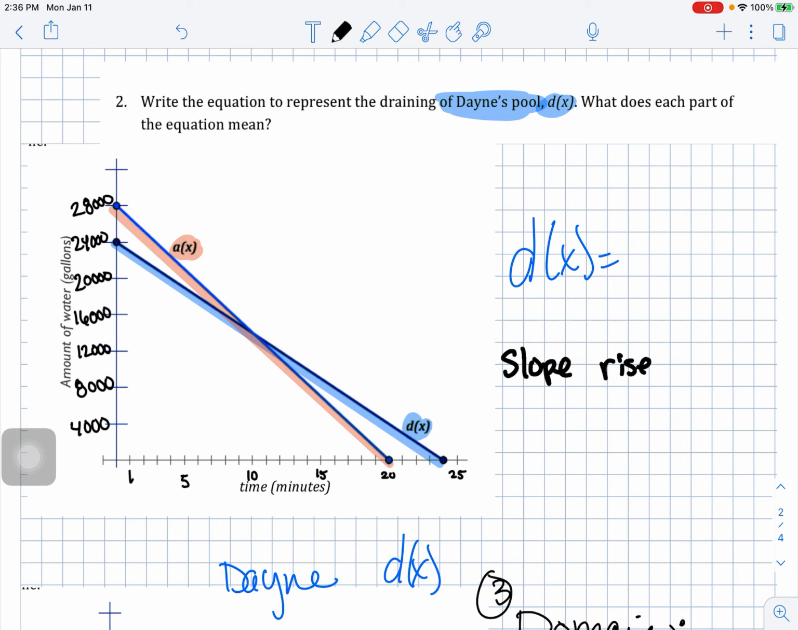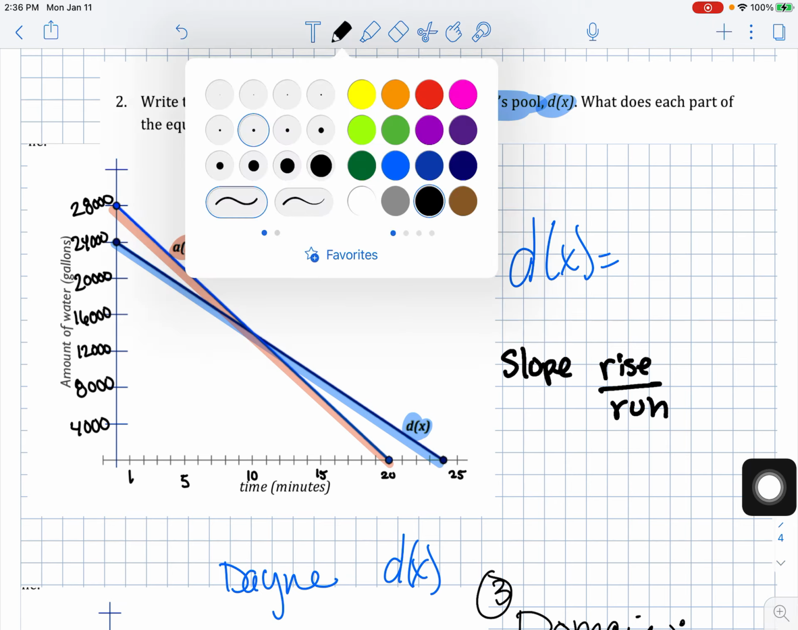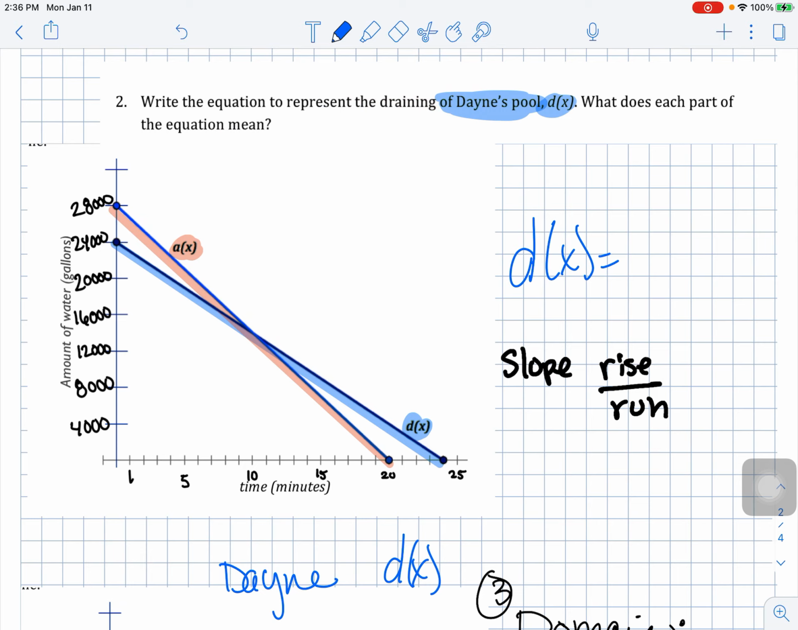it's rise over run. And so for this graph, I'm just going to make one huge gigantic triangle, my rise and my run. So it looks like in this triangle, the height of my rise is 24,000 and my run is 24 minutes. So that must mean that my slope equals 1,000 gallons per minute.